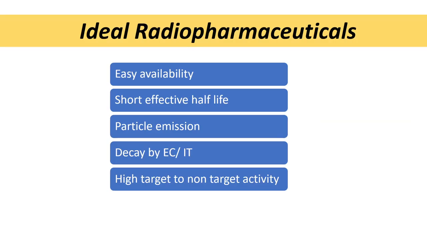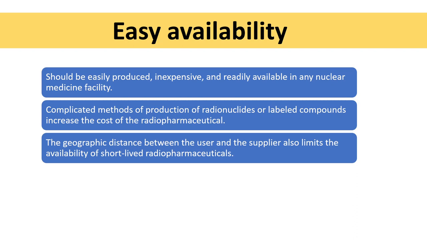So now we'll spend some time understanding the properties of an ideal radiopharmaceutical, the properties that an ideal radiopharmaceutical must have. First, it must be easily available. Second, it must have a short effective half-life. Thirdly, particle emission; fourthly, decay by electron capture or internal transition; and fifth, it must have high target to non-target activity. Now we explain each point in detail. First, the pharmaceutical must be easily available.